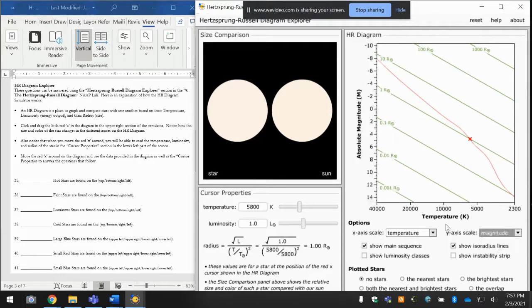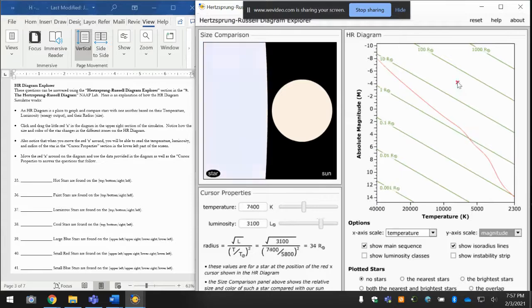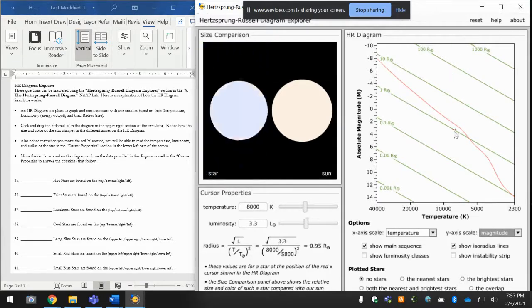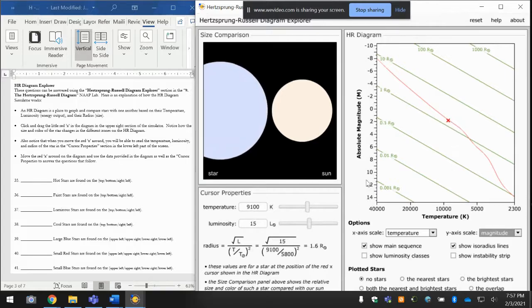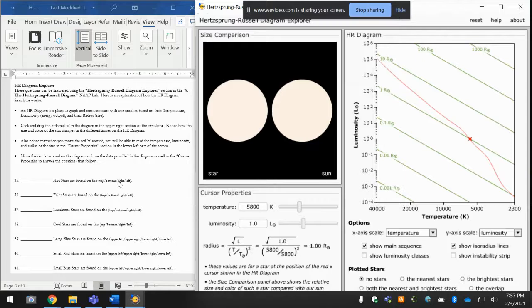And then magnitude is another one here. If you click magnitude, you'll get the brighter stars are higher and the dimmer stars are lower. Okay. And that's pretty much all you really need to know for this section.